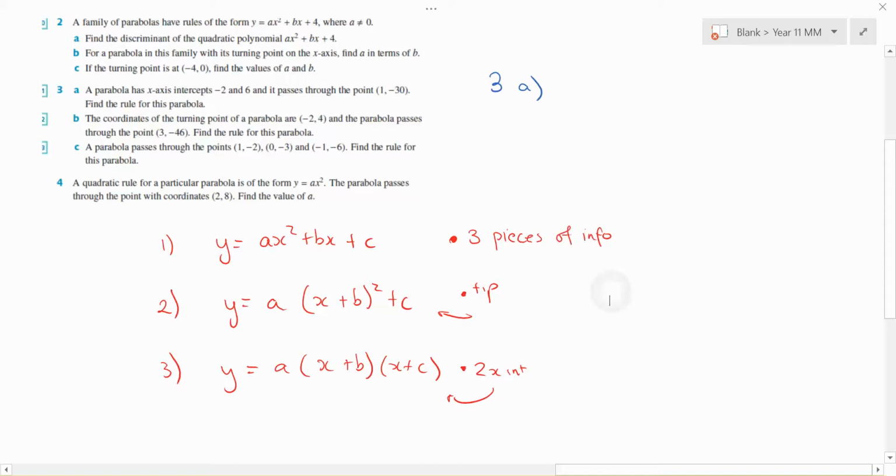Okay. In our case, question 3 tells us that it passes through 2 x-intercepts. So we can use this form of equation. So for question 3a, I'm going to say, well then the equation must be y equals a times x plus b, x plus c. Now they already told me the x-intercepts are -2 and 6. So that means for you to get an x-intercept of -2, this had to be x plus 2. And in order for you to get 6 as your x-intercept, then this had to be x minus 6. That's so far what we've gathered just from these 2 pieces of information.